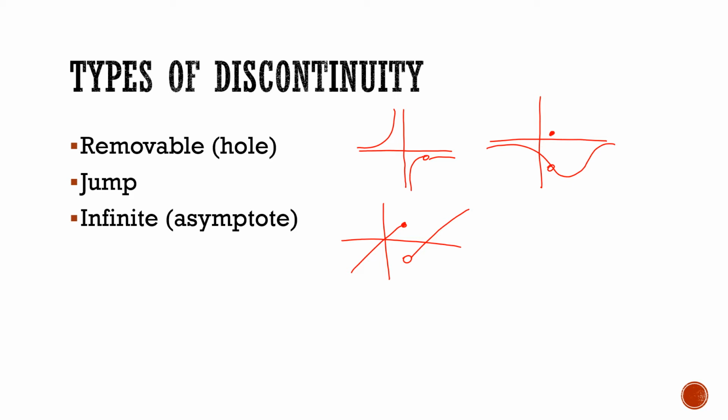Then our infinite discontinuities, that's when you have an asymptote, like a vertical asymptote in your graph. So it would be something like, I don't know, you have a curve going like this, then you have an asymptote coming here, and then a curve going like that. That would be some sort of infinite discontinuity.